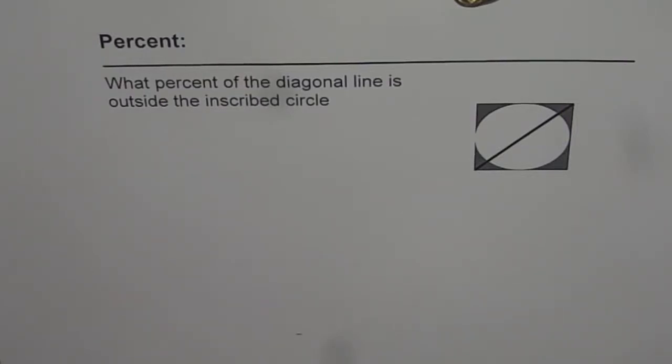What percent of the diagonal line is outside the inscribed circle? Now that's an interesting question. We are not given any dimensions in this question, but we need to figure out the percent. Well, the beauty is percent is kind of a ratio, and here we really don't need any dimensions. So what we will do here is just write some variables.